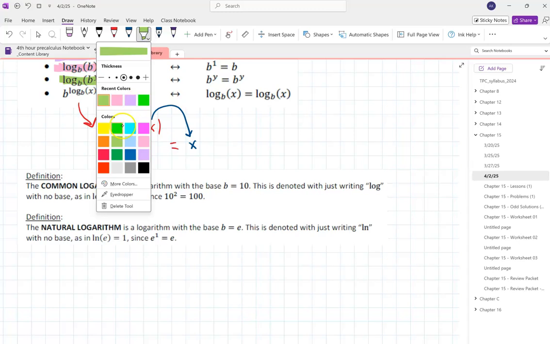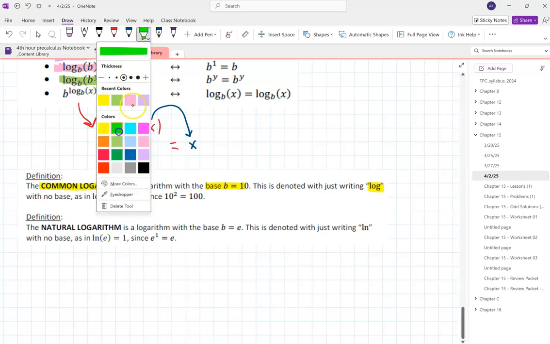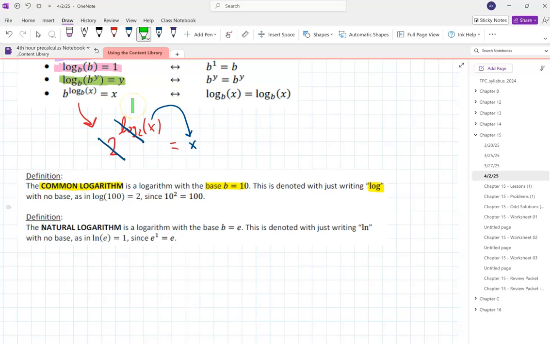So the first one is called the common logarithm. The base for the common logarithm is 10. So we would just write log with no base written there. If there's no base, we understand the base to be 10. The other special one is called the natural logarithm. There the base is e, and instead of writing log, we're going to write ln.